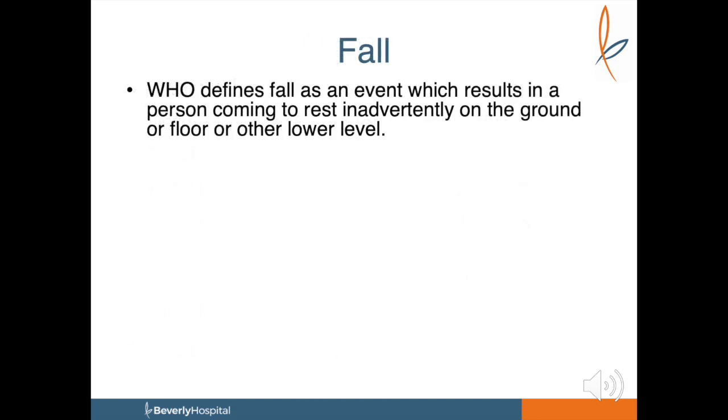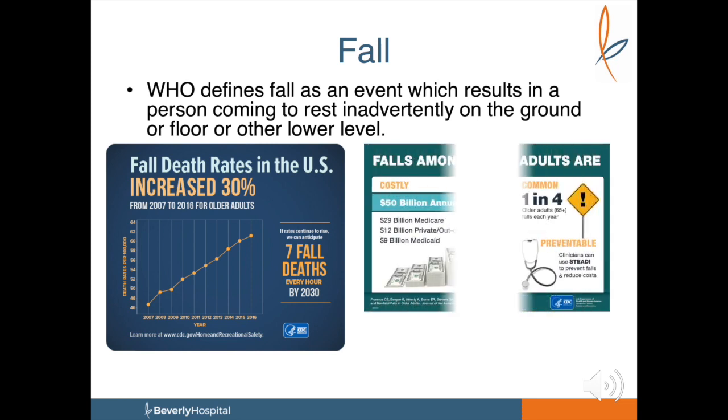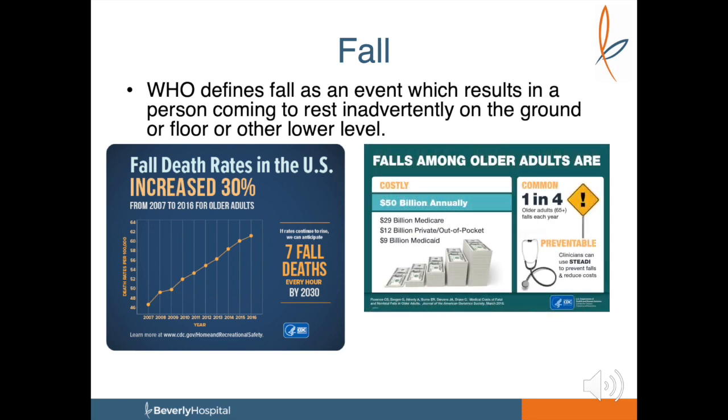A fall event is defined as an event that results in a person coming to a rest inadvertently on the ground or floor or other lower level. The death rate associated with fall in the US has increased by 30% from 2007 to 2016 for older adults, and it is expected that there will be 7 fall deaths every hour by year 2030. Falls among older adults are very costly, amounting up to $50 billion annually. Furthermore, research suggests that 25 to 30% of community-dwelling older adults of age 65 years and older will fall.